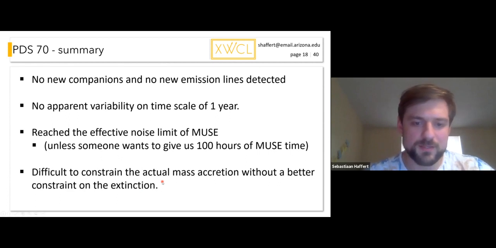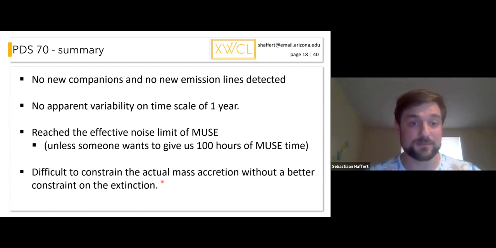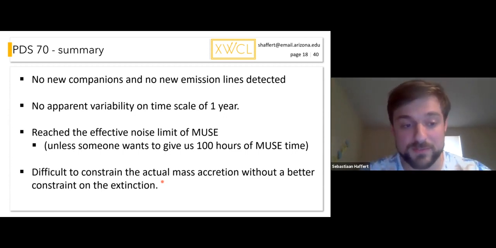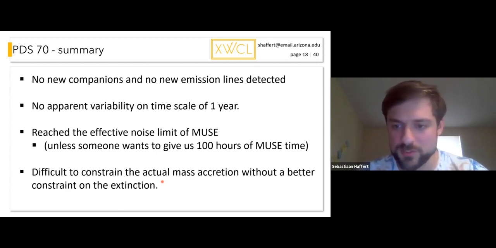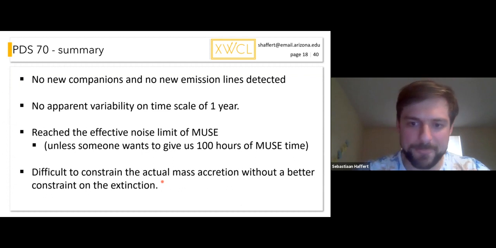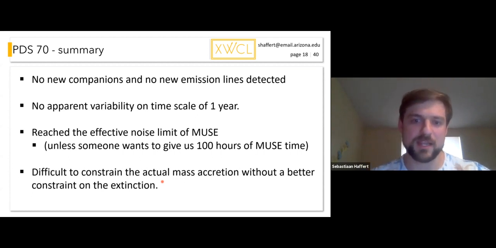And I think a real conclusion that we can take is that it's really difficult to constrain the mass accretion, or at least constrain the parameters, without a better constraint on the extinction. So I think future characterization efforts of PDS 70 should really be focused on getting a better handle on this extinction.